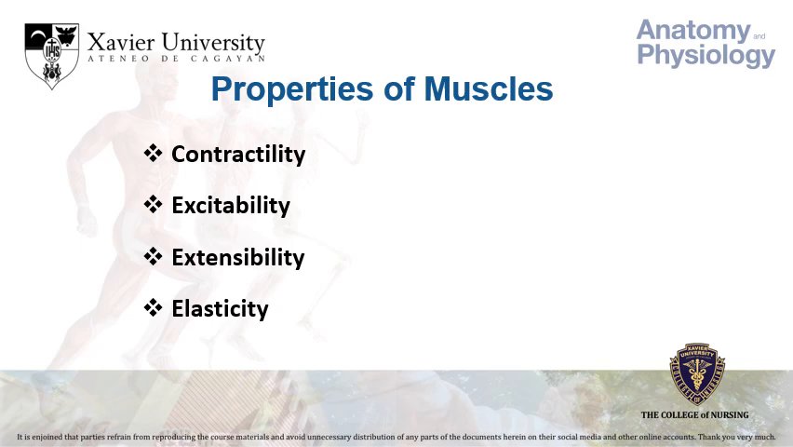When we talk about contractility, this is the ability of the muscles to shorten forcefully or to contract. While excitability is the capacity of the muscle to respond to any stimulus. When we talk about extensibility, this is the ability of the muscles to stretch beyond its normal resting length and still be able to contract. And lastly, for elasticity, these muscles are able to recoil to their original resting length after they have been stretched.